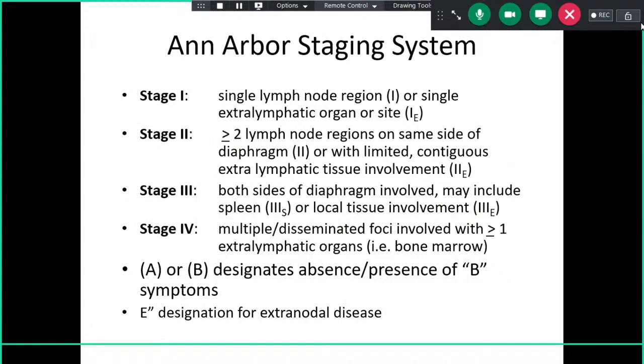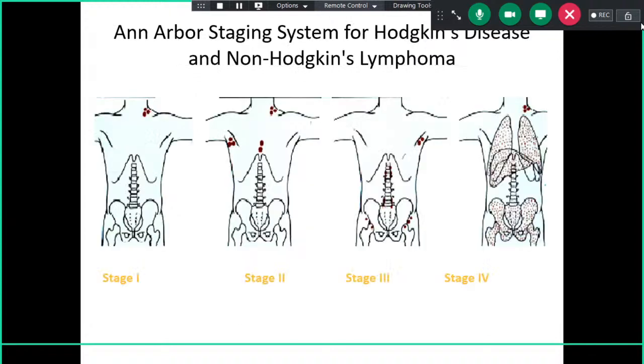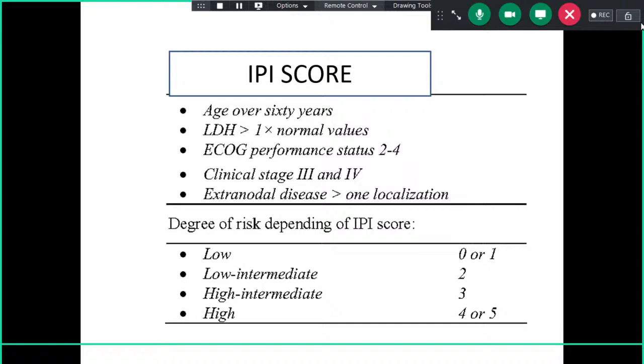Staging is the Ann Arbor staging: stage 1, stage 2, stage 3, stage 4. Then A and B, the presence or absence of B symptoms. Stage 1 is a single group of lymph nodes. Stage 2 is two different groups of lymph nodes on the same side of the diaphragm. Stage 3 is both sides of the diaphragm. And stage 4 is disseminated disease. Then one more thing you should know is the IPI score, which is very important for prognostication. There are 5 factors: age, LDH, ECOG performance status, clinical stage, and extranodal disease.